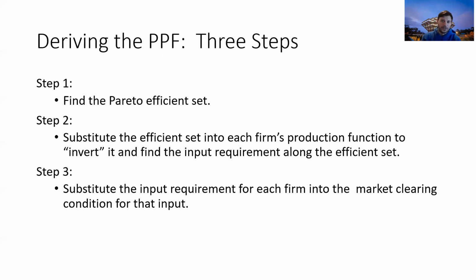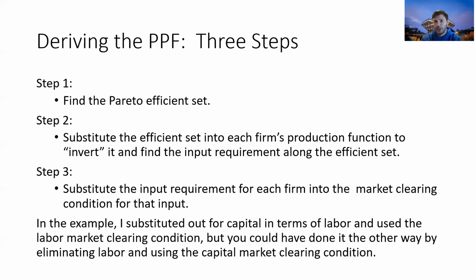The third thing we did is we substituted the input requirements for each firm into the market clearing condition for that input. Again, in this example, I got rid of capital and we used labor. We used the labor resource constraint. But if you had done it the other way by eliminating labor using capital and then used the capital resource constraint, you would wind up with exactly the same PPF. So you have a little bit of leeway there. Okay, do I want to do things in terms of labor requirement, the labor constraint, or capital requirement, the capital constraint?